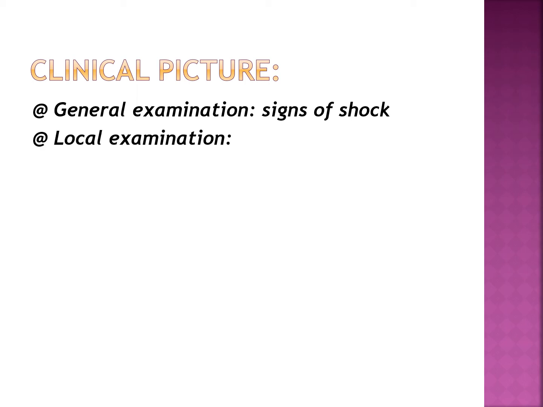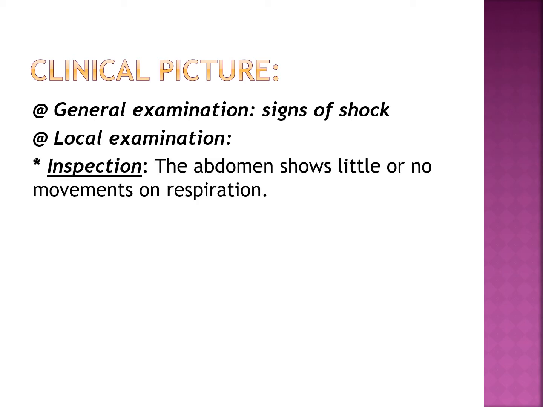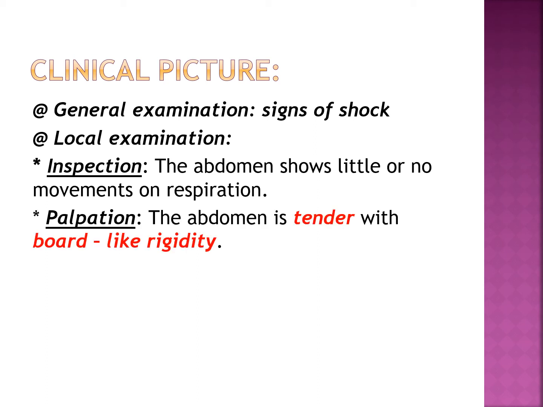By local examination, by inspection, similar to what we discussed in acute peritonitis, there will be decreased or little abdominal movement with respiration. The patient lies still because any slight movement increases the pain. By palpation, there is tenderness, which is maximum in the epigastrium or begins in the epigastrium and then spreads all over the abdomen. And there is rigidity. It's called board-like rigidity. It is characteristically seen in perforated duodenal ulcer disease.